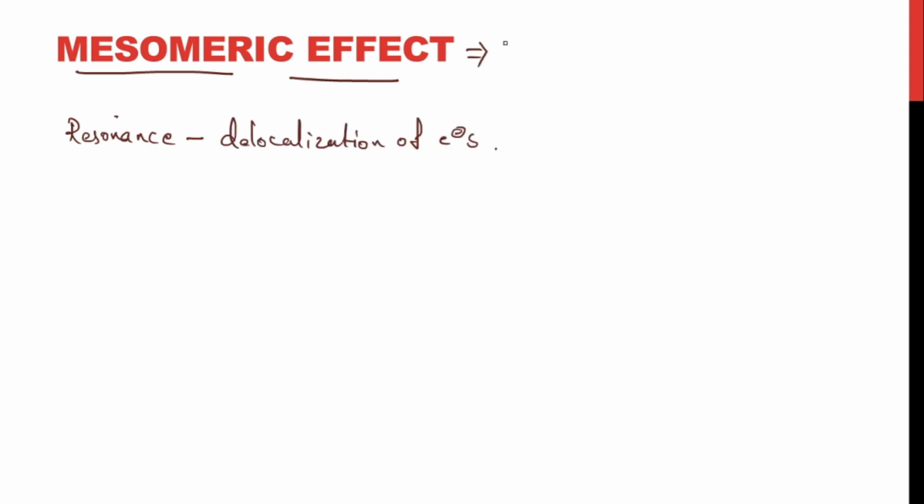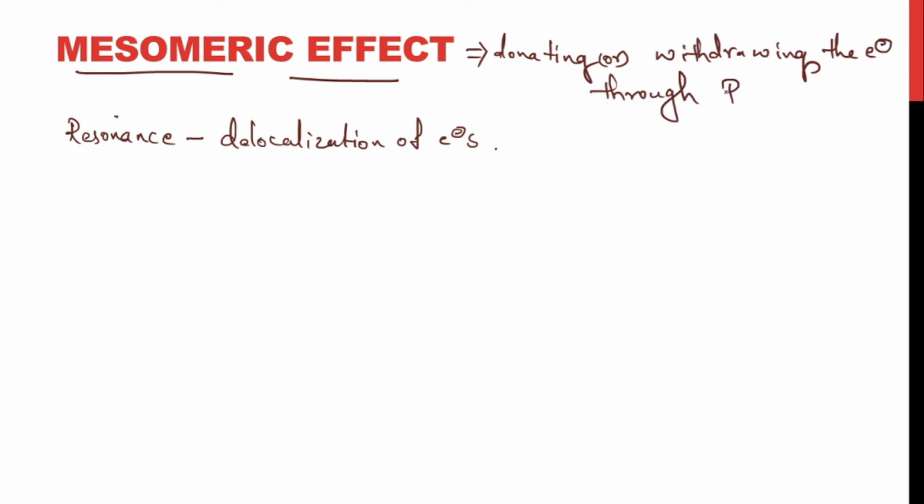So what is the mesomeric effect? I told you at the start of resonance that there is a slight difference between resonance and the mesomeric effect. Resonance is delocalization of electrons, right? And you can define the mesomeric effect as donating or withdrawing electrons through resonance using groups or atoms.